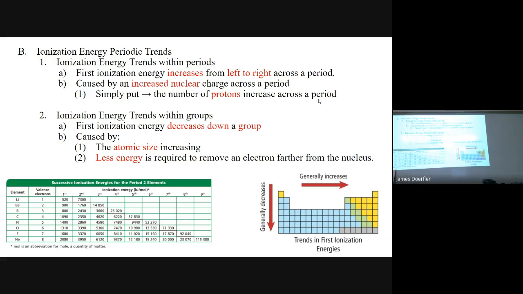As we look in the groups, or the vertical aspect, the first ionization energy is actually going to decrease as we go down a group. That's because as we go from top to bottom, the size of our atoms is going to increase. So they are a farther distance away from the nucleus, which makes them easier to pluck away from the atom. So it typically requires less energy since they are farther away from the attractive force of the protons.